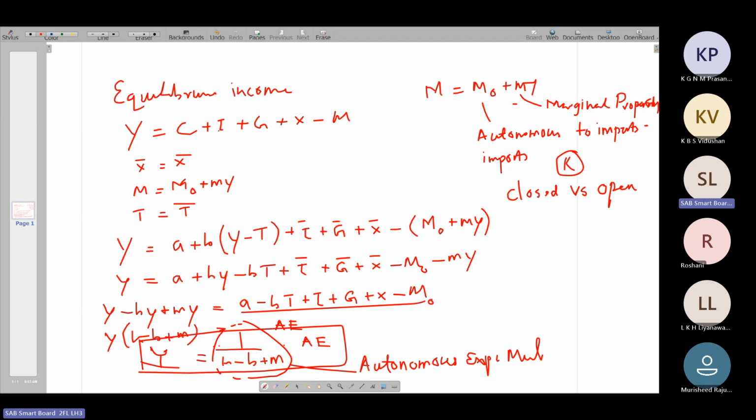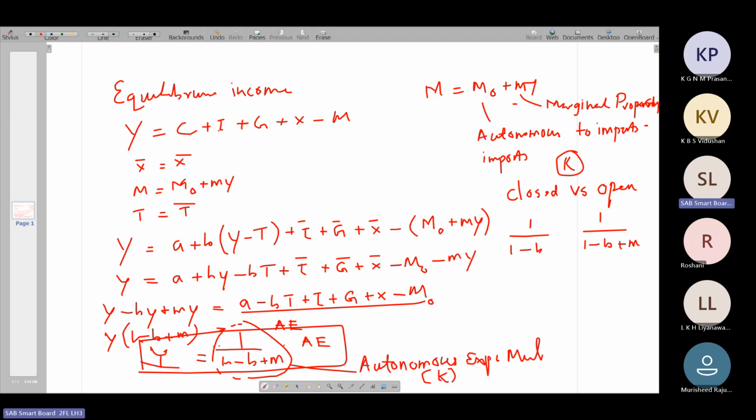The autonomous expenditure multiplier we commonly denote as K. So what is the difference? In the closed economy, as last time, the multiplier is 1 over 1 minus b. In the open economy, now we derive with the same model variables with the lump sum tax, 1 over 1 minus b plus m. So which multiplier is more powerful, open economy or closed economy?